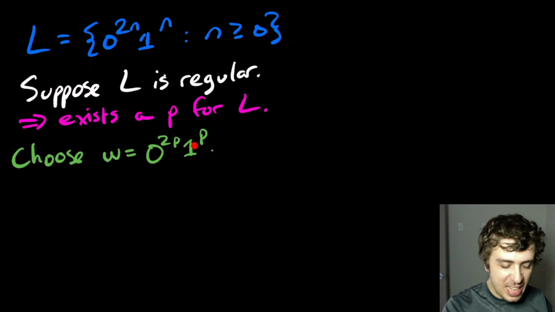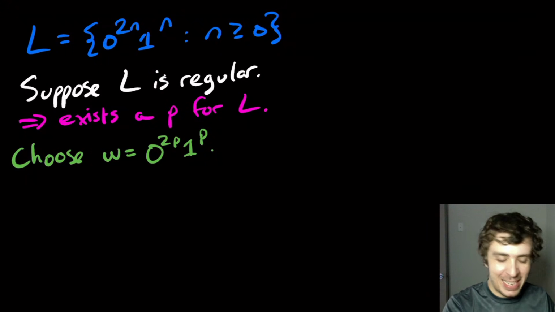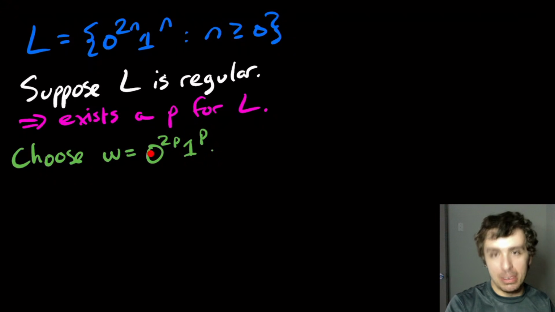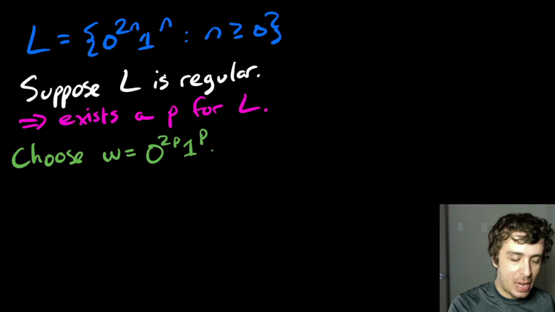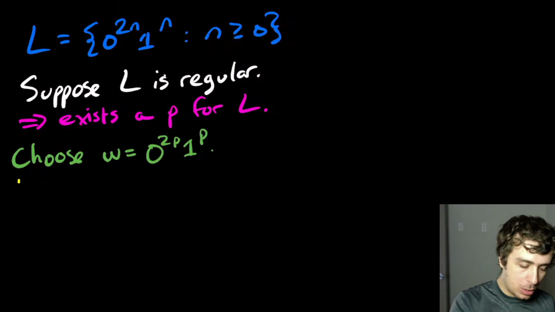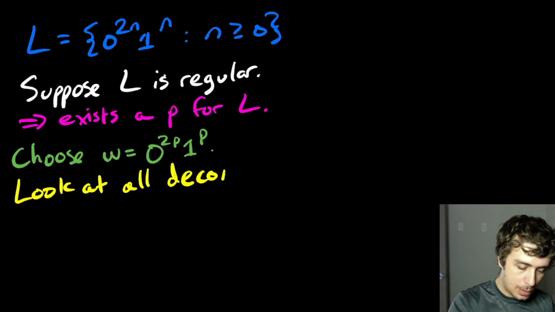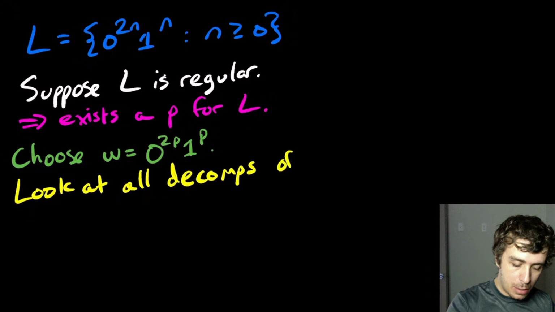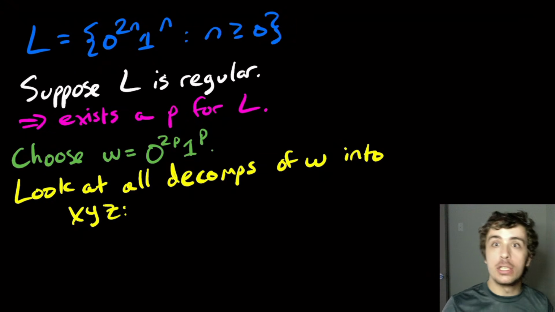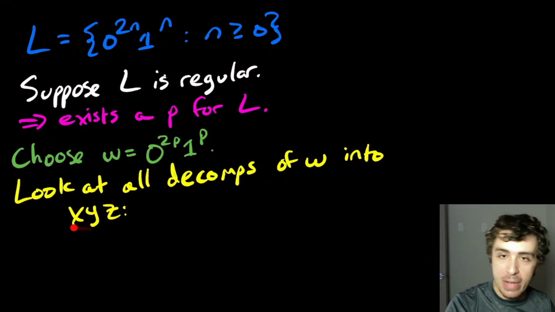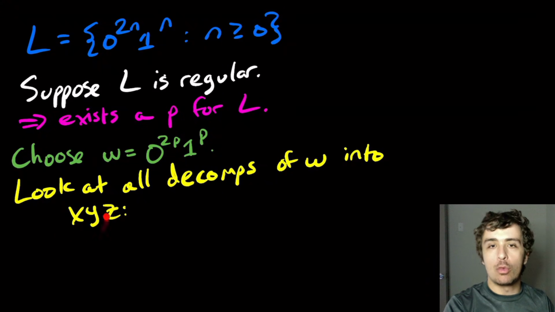And this is clearly in the language because I just substituted the number in, and has length at least p, well, length at least 3p, which is fine. So now what we need to do is to look at all decompositions of w into x, y, and z according to the two rules, which are that x and y together have at most p characters, and the y bit is non-empty, so it has at least one character.